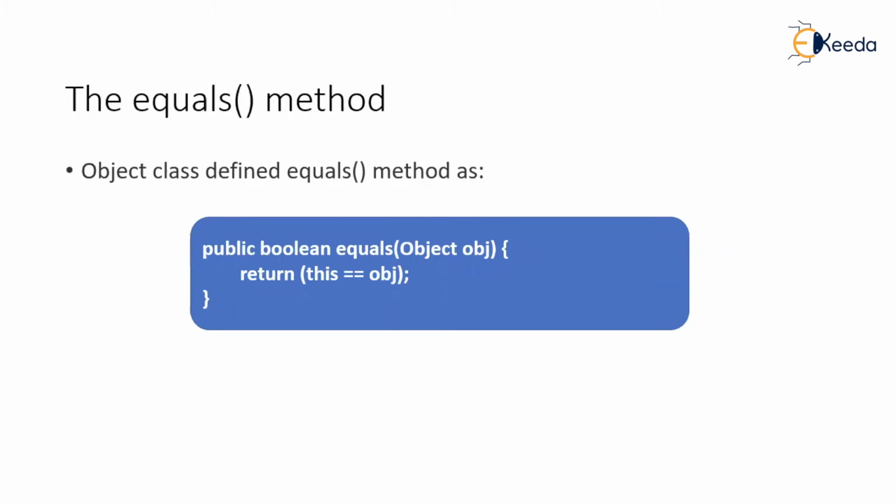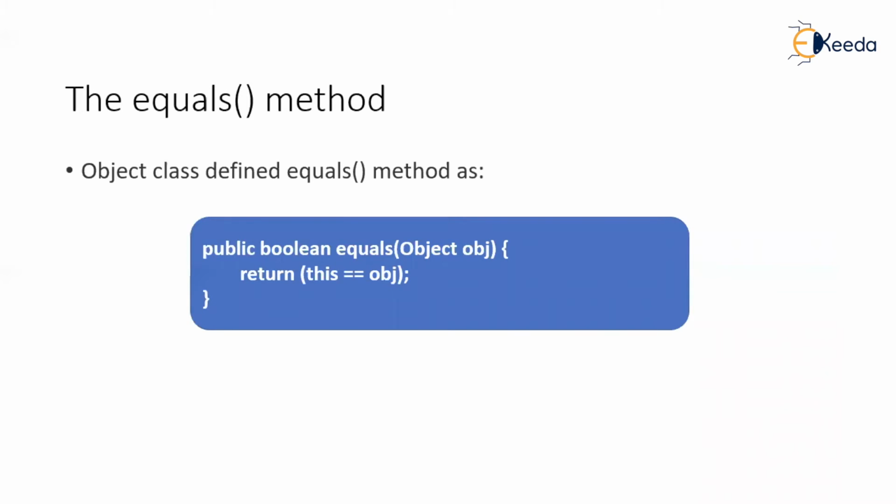What is this equals method? The signature of the equals method is public boolean equals, and it takes a parameter of type Object and returns a boolean value as to whether the current object is equal to the object which is passed to it as a parameter. So basically this method is used for comparing the equality of two objects.